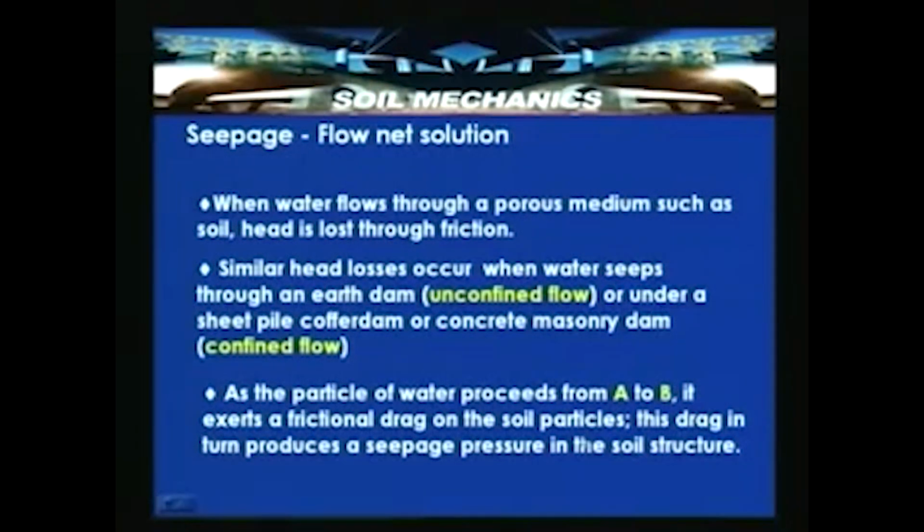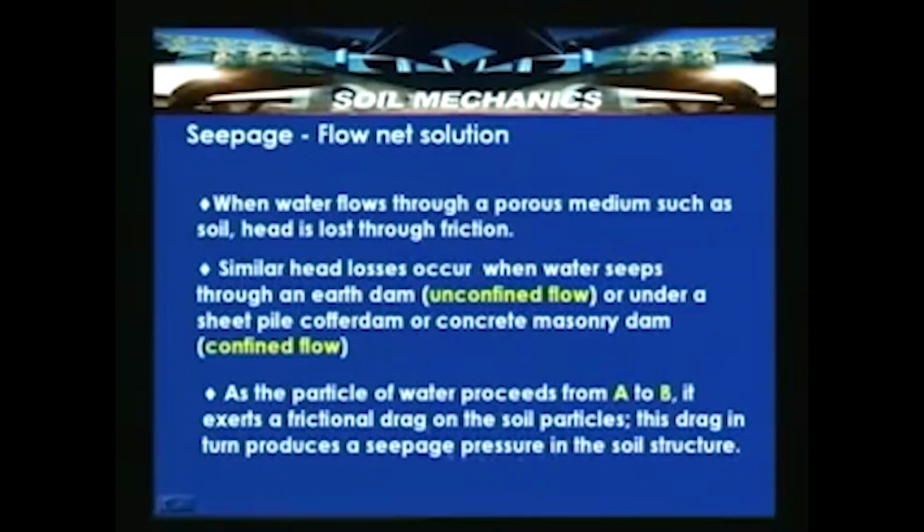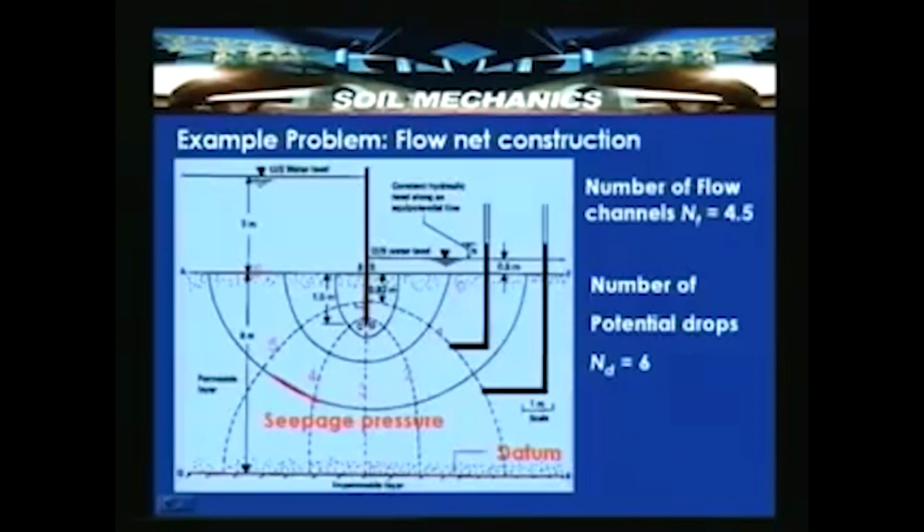As the particle of water proceeds from A to B, so A and B are the 2 points over which the flow is taking place with some potential difference, it exerts a frictional drag on soil particles, and this drag in turn produces seepage pressure in the soil structure. This seepage pressure always acts in the direction of flow, that is along the flow lines. So, as the particle of water proceeds from A to B, it exerts a frictional drag on soil particles, and this drag in turn produces seepage pressure in the soil structure.